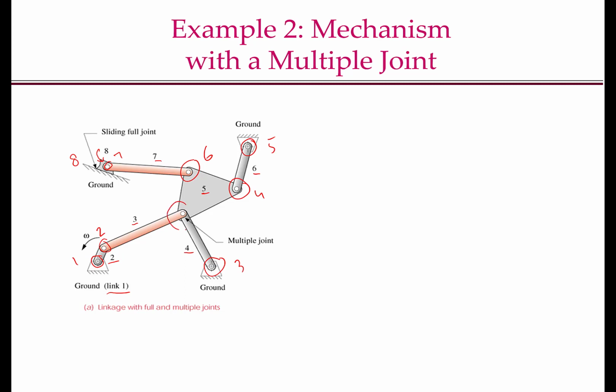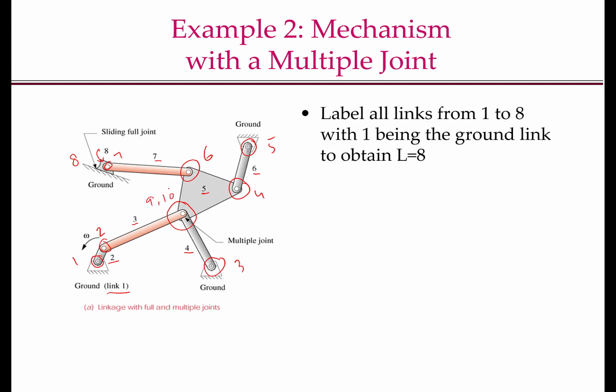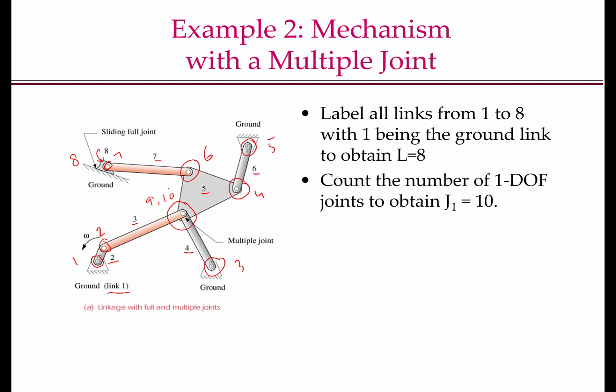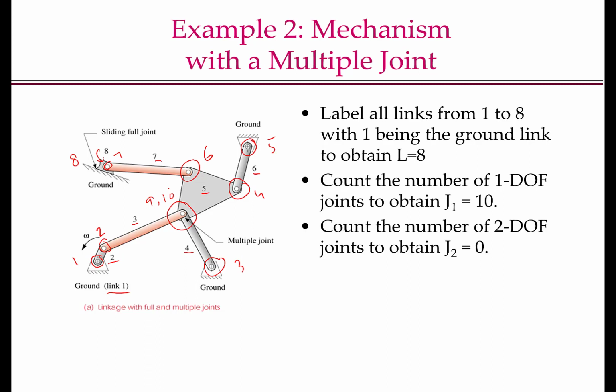Now let's come here. This is a multiple joint. There are 3 links that are connected to this multiple joint. So we will count 2 joints here, joint 9 and 10. So our number of links are 8, number of joints, 1 degree of freedom joints, are 10. There are no 2 degrees of freedom joints here. So if I substitute L equal to 8, J1 equal to 10 and J2 equal to 0 in Gruebler's equation, and do the arithmetic, I get M equal to 1. So the degrees of freedom of this complicated mechanism is 1.